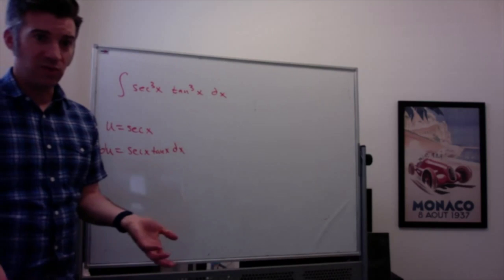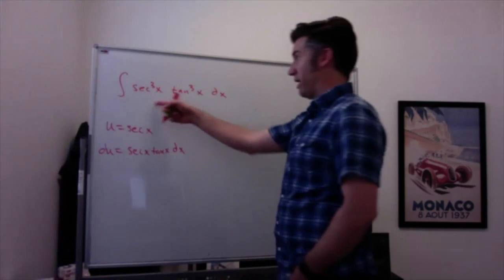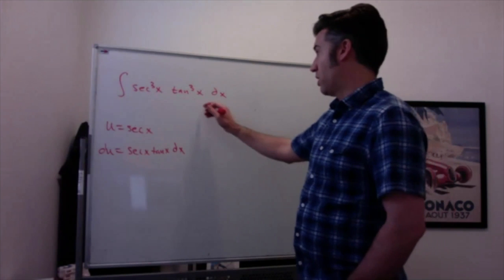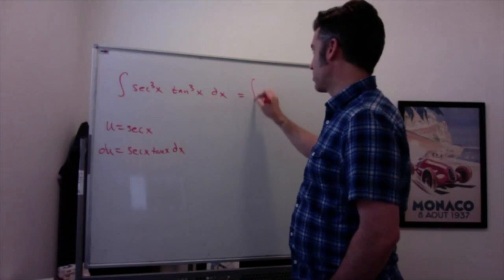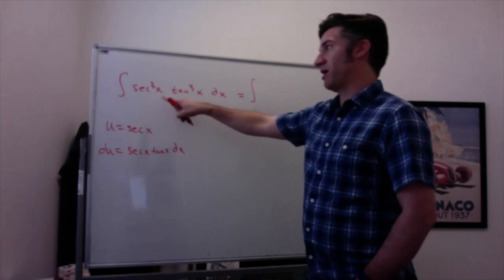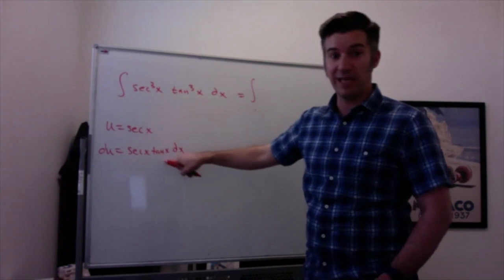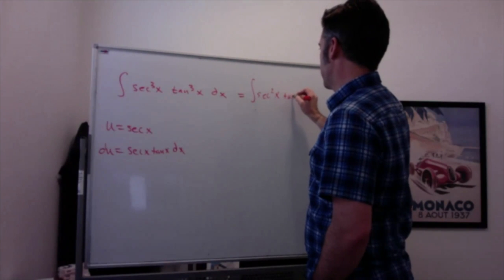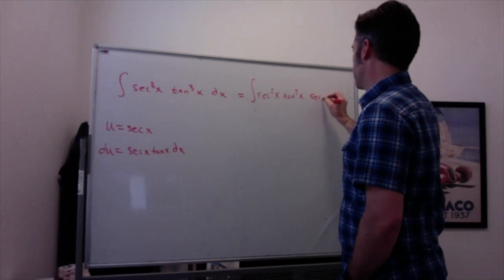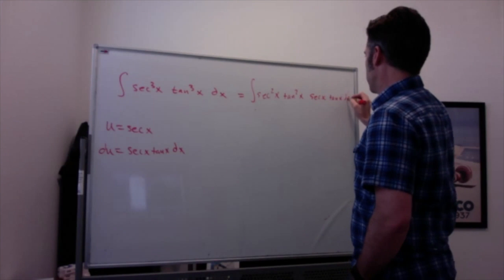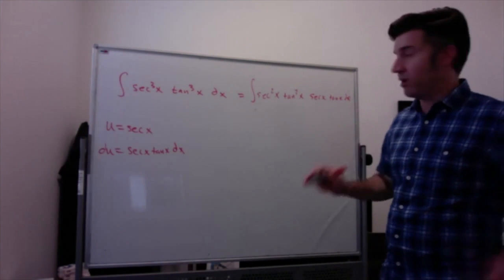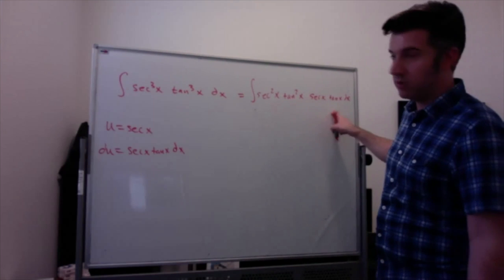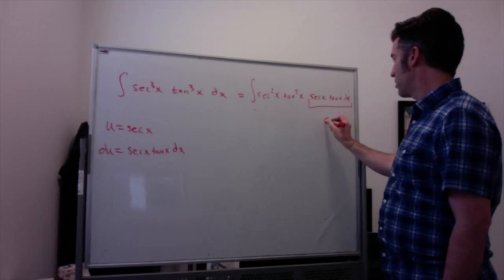I don't care which way you get there. I personally prefer to write this out so that you can see this part all by itself. So I'm going to rewrite this as the integral of secant squared x times tangent squared x times secant x times tangent x dx. Still the same thing, right? Secant squared times secant is secant cubed. Tangent squared times tangent is tangent cubed. There's du.